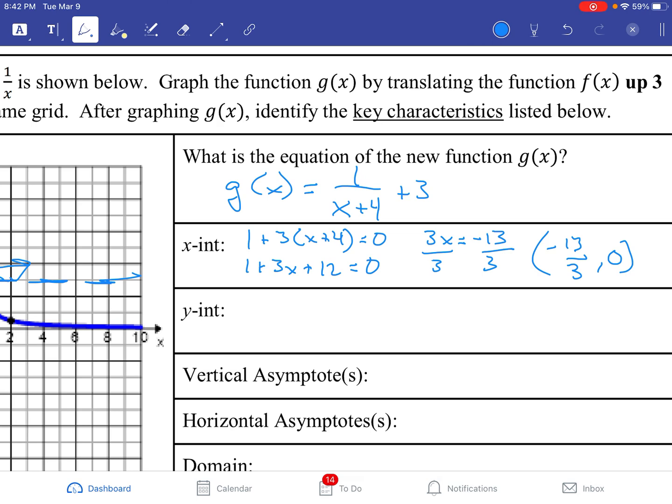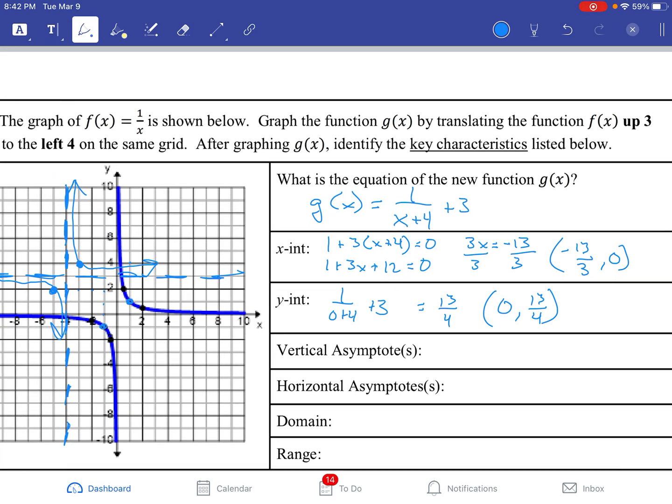Your y-intercept, you put 0 in for the x value. You got 1 over 0 plus 4 plus 3. So 1/4 plus 3, I like my things as fractions, is going to be 13 over 3. Oh, sorry, 13 over 4. Misread that. So 0, comma 13 over 4.